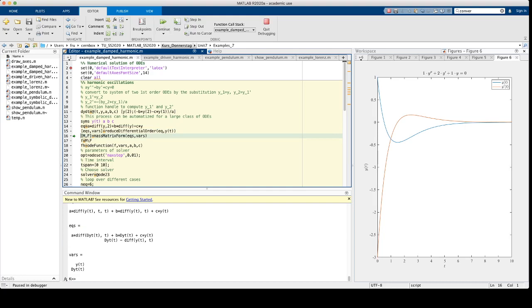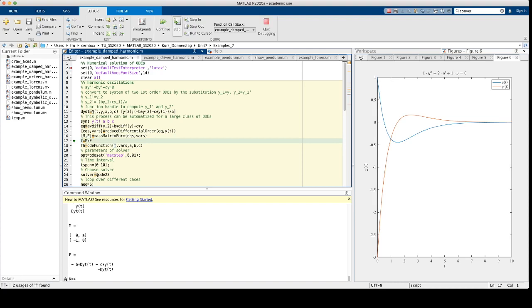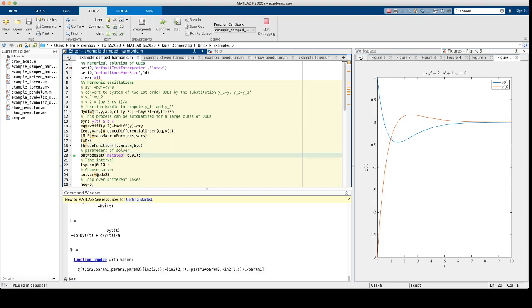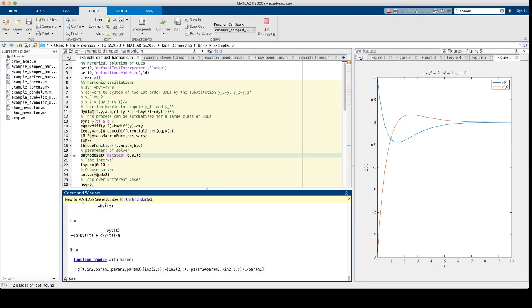We convert this system of two equations, which are both first order now, to the so-called mass matrix form. We solve in terms of the first derivatives, and we convert to a function handle using the function ODE function. And this function handle is basically the same as the one we have defined before manually. Let's make a comparison.